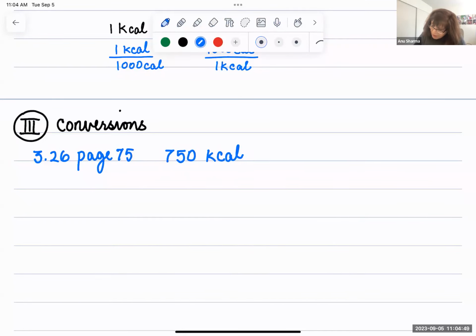So we need how many joules is this? That is one piece. And the second thing is, how many kilojoules is this? So how do you do this?